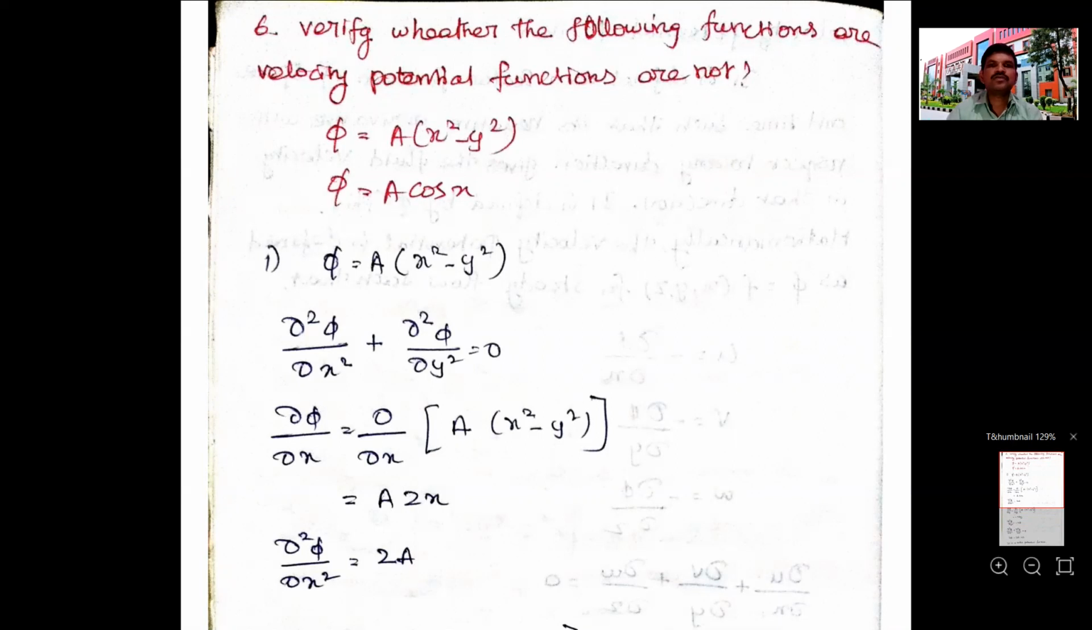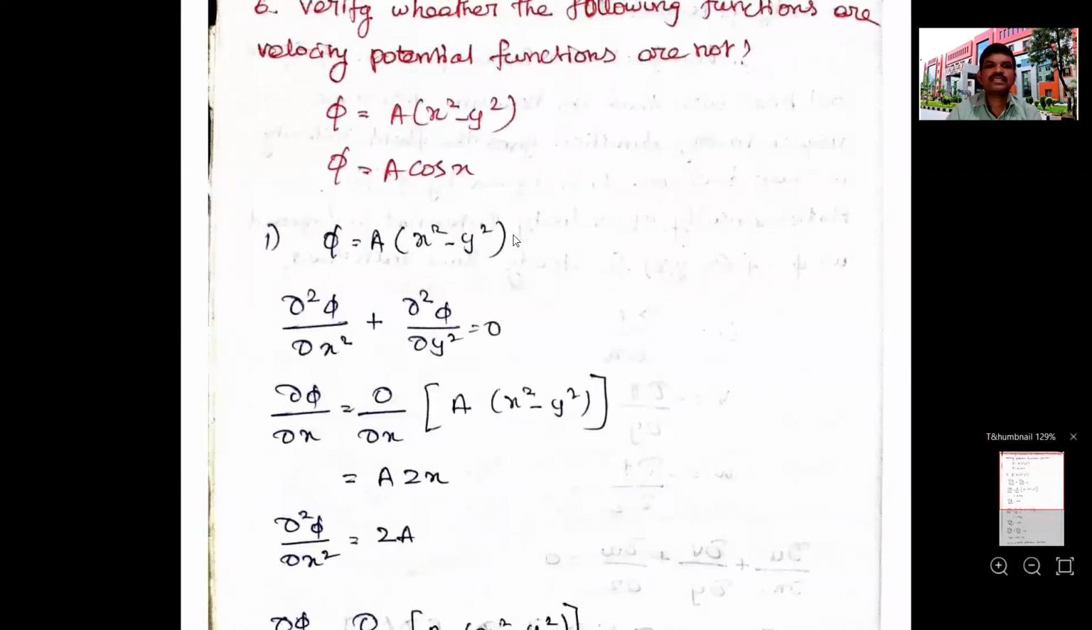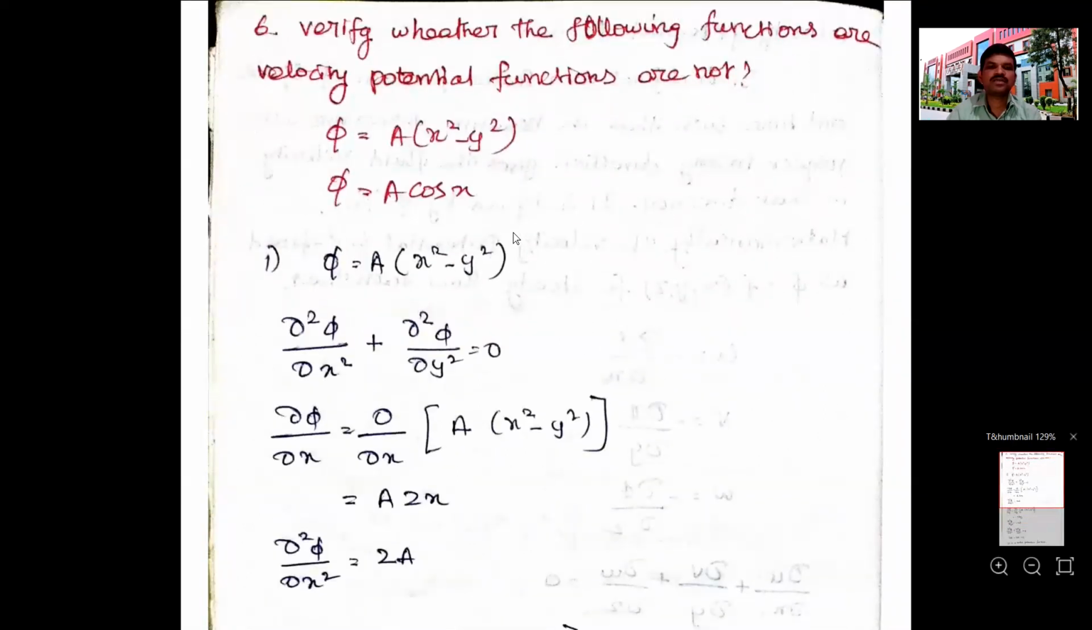Okay, so now we can check whether it is a velocity potential function or not. They have given the velocity potential. We have to check whether it satisfies the velocity potential equation or not. So now let us do the problem. Here only x and y terms are given, only two directions. So this is two dimensional, not three dimensional.